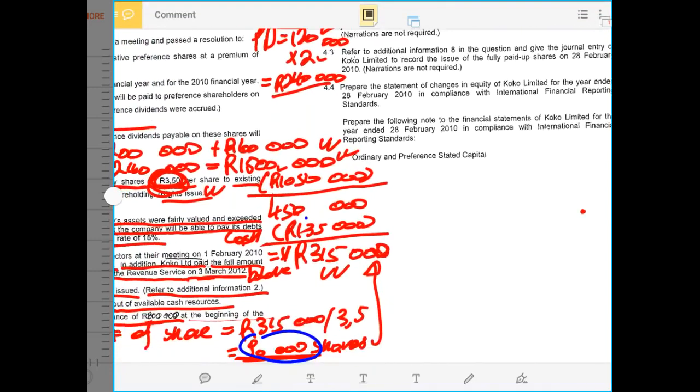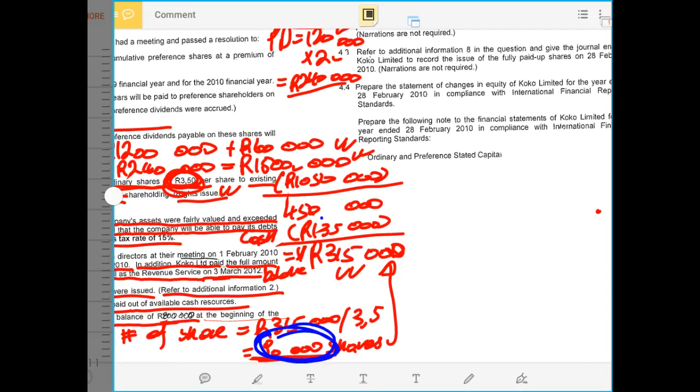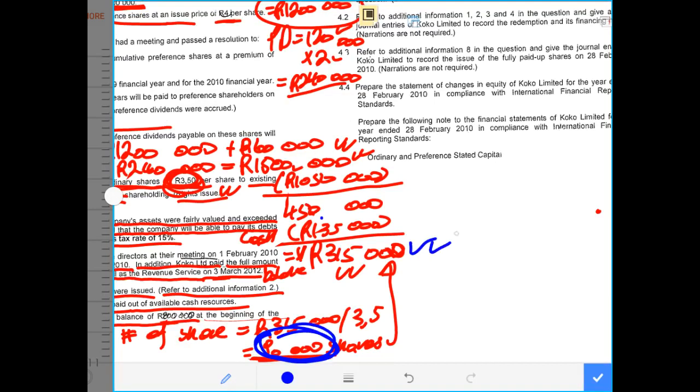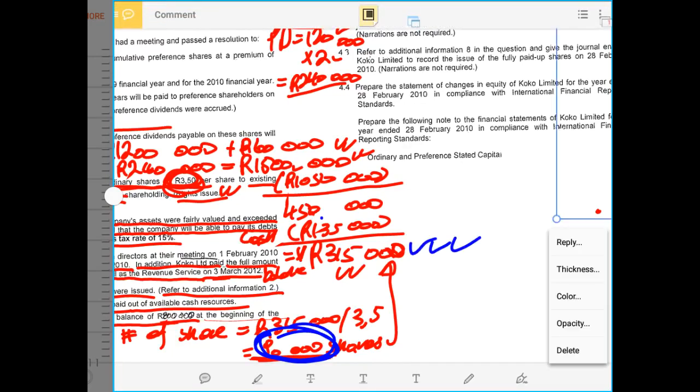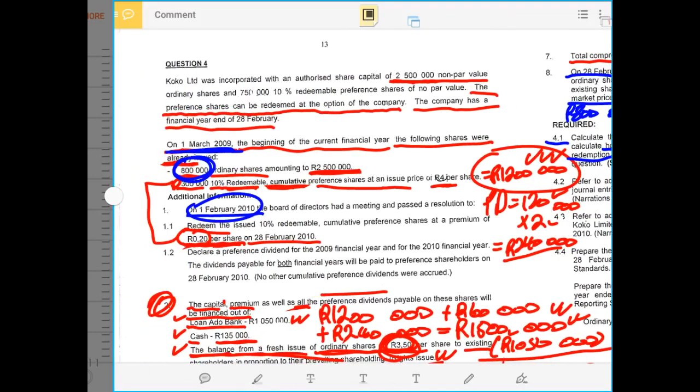We have calculated how many shares. 900,000 shares must be issued in order to finance the redemption of preference shares. How much is the amount? The amount is 200,000. We already know that. However, let us write it in a formal way now, so that when you are being marked, you won't be penalized because of bad writing. So now we have already done this. Let us just structure it so that we know how many shares and how much the capital is.